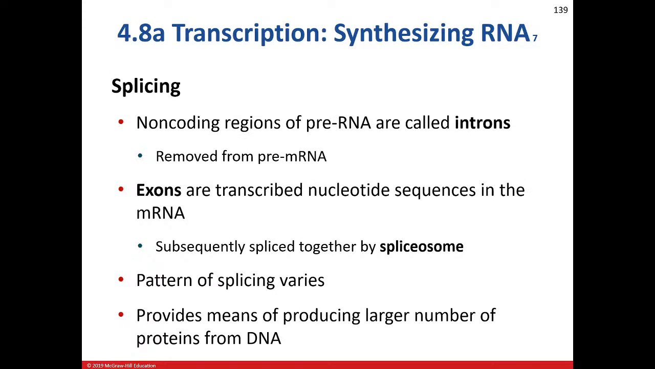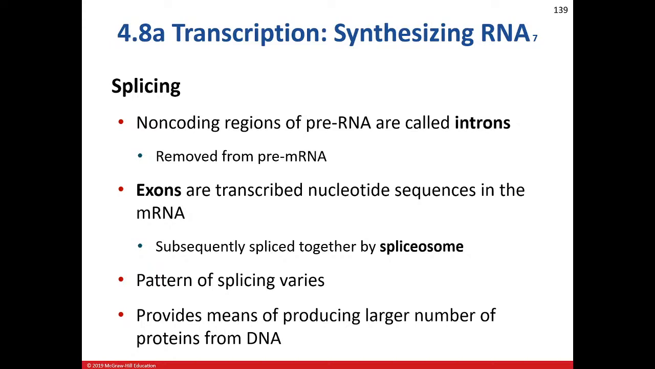Splicing is where non-coding regions of the pre-mRNA called introns get removed from the pre-mRNA. Exons get transcribed in the mRNA. All right, they get translated in the ribosomes. So subsequently, they are spliced together by the spliceosome. Basically, we cut out the introns and then we splice together all of the exons.